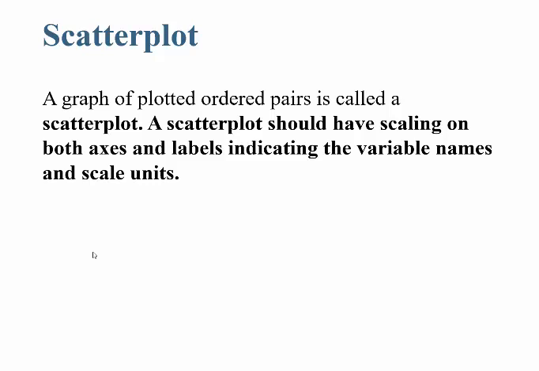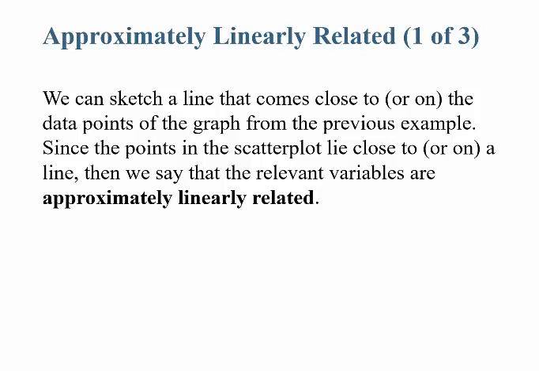as ordered pairs. What we saw here, as I was hinting at, is that the data is approximately linearly related. So we can sketch a line that comes close to or on the data points of the graph in the previous example. Since the points in the scatter plot lie close to or on a line, but not perfectly, remember I said it isn't perfectly linear, we can say that the relevant variables are approximately linearly related. They're close to being a straight line, but they're not a perfect straight line. Thus, they are approximately linearly related.